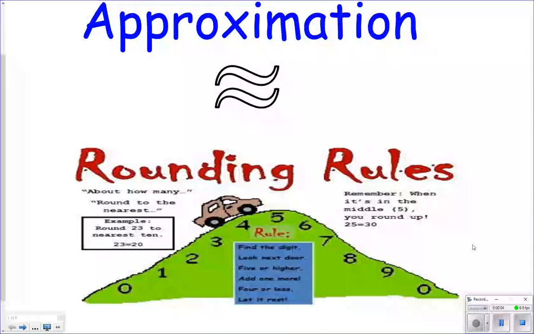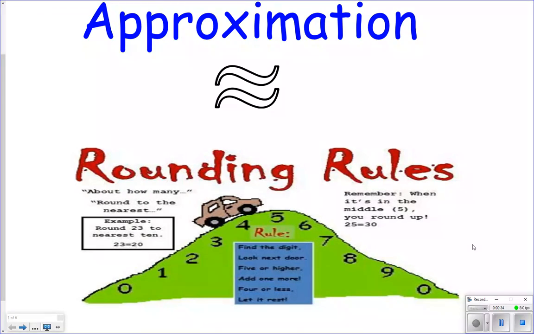Let's start our math lesson for today, and we're still talking about approximation. We studied approximation together before, and we said that we have two groups of numbers. The first group is the weak numbers: 0, 1, 2, 3, and 4. The second group is the strong numbers: 5, 6, 7, 8, and 9.